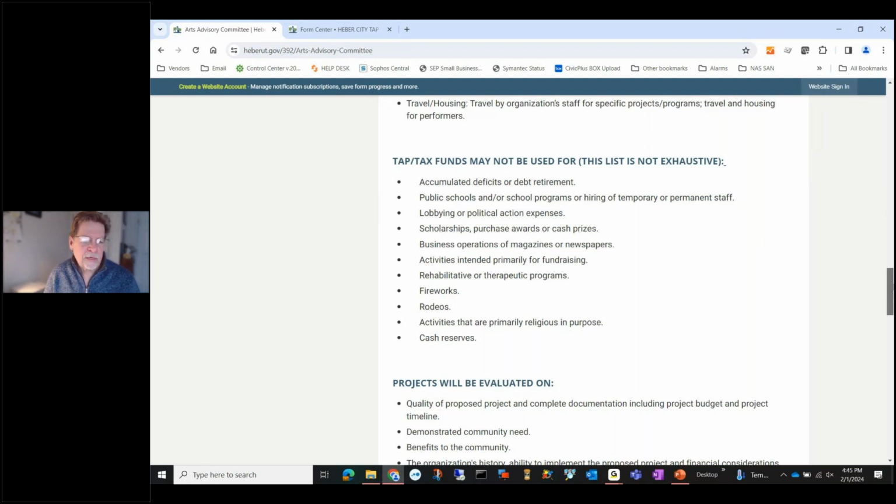Business operations of magazines or newspapers. Obviously, anything that is essentially a fringe to the actual magazine or newspaper that's doing the work is fine, but not the business operations of those entities. Activities intended primarily for fundraising, what we consider to be rehabilitative or therapeutic programs, let's say, not arts and cultural specific, fireworks, rodeos, and activities primarily religious in purpose. And then finally, funds can't be used for essentially banking and saving money.